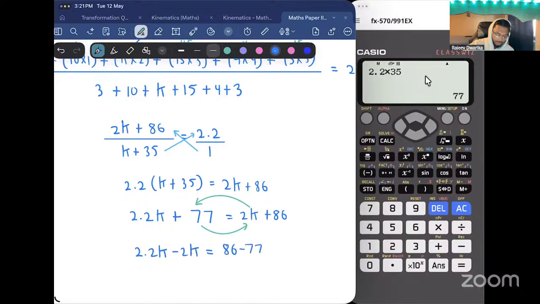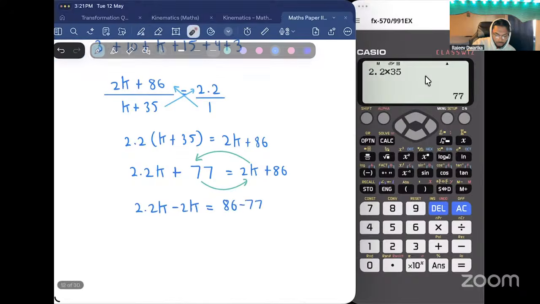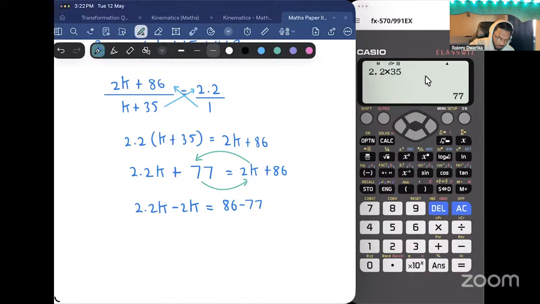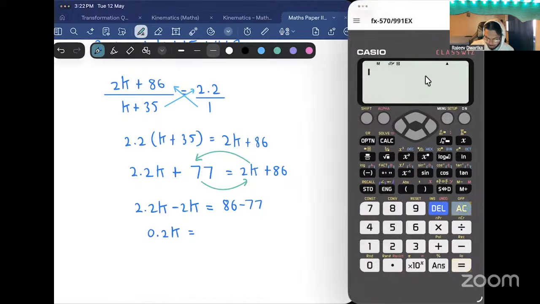minus 77. If you're confused, all I did was I wanted all the k terms on the left-hand side, so I took the 2k and I moved it across. I didn't want the numbers on the left-hand side, so I took the 77 and I moved it across. If I move across positive 77, it's going to turn to negative 77. So I said 86 minus 77. 2.2k minus 2k is 0.2k. And 86 minus 77 is 9.